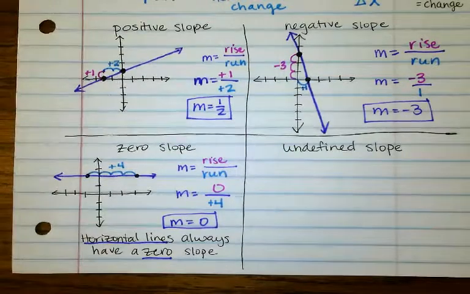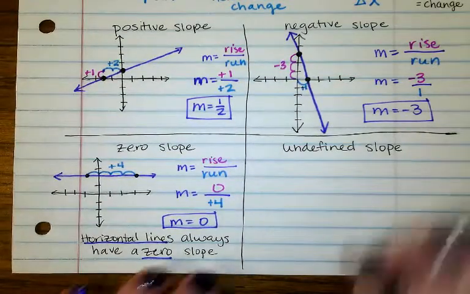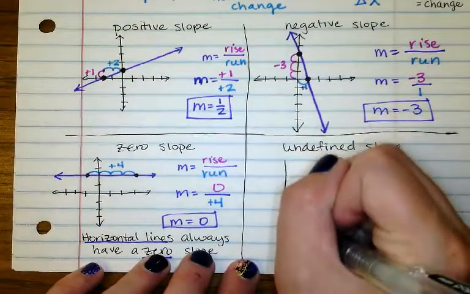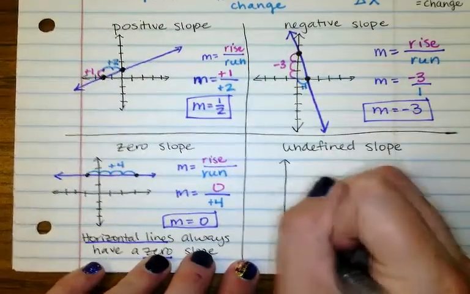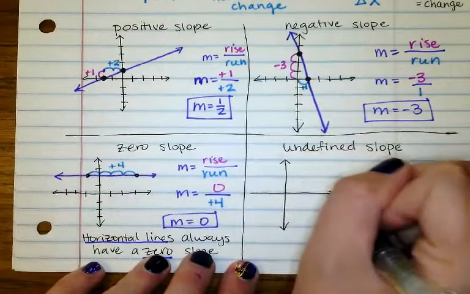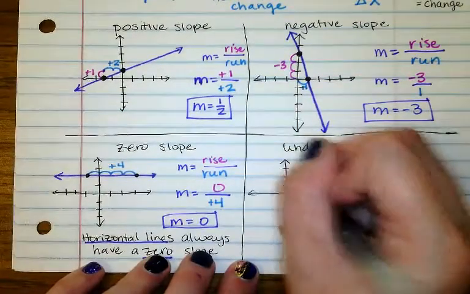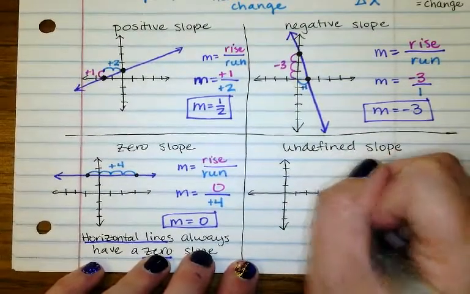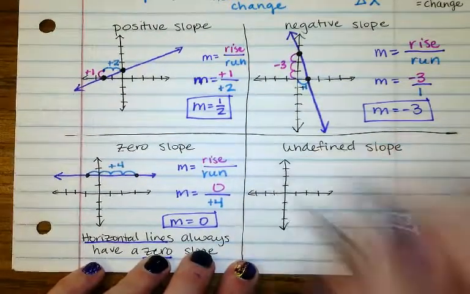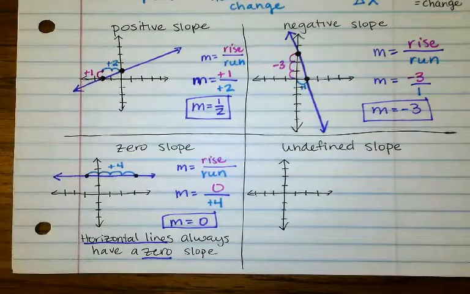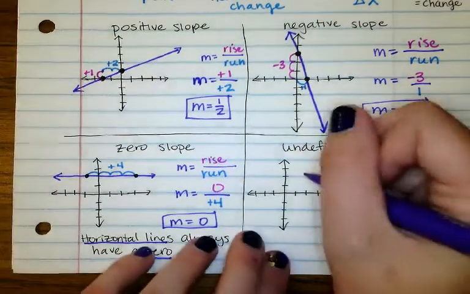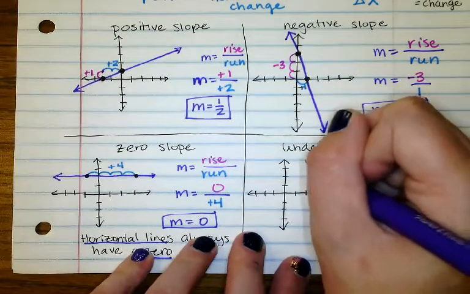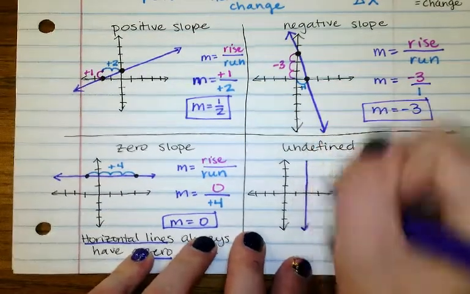All right. Now we're going to talk about this undefined slope. So I'm going to draw another little graph right here. 1, 2, 3. 1, 2, 3. All right. So a line that has an undefined slope will look like this. It's a vertical line.